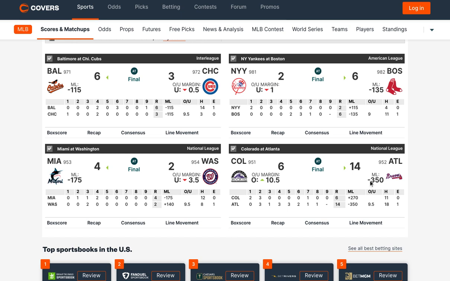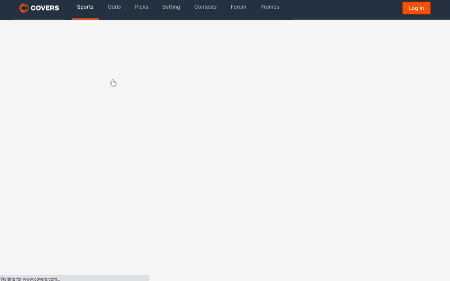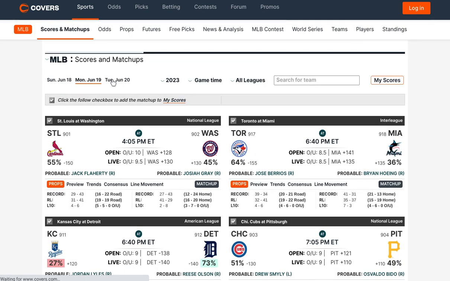And the juice is going to vary. Probably for this game, I'm not sure. I'm going to show you another example. I would say sometimes the juice is around minus 115. It could be as high as maybe minus 130, but still much better proposition playing it that way as opposed to laying minus 350 or even playing it on the run line. Okay? So let's look at an example from today, which is Monday, June the 19th, 2023.